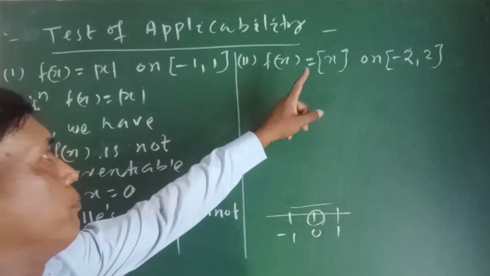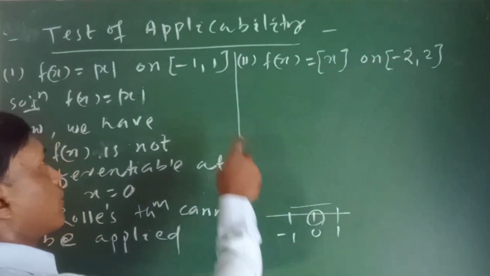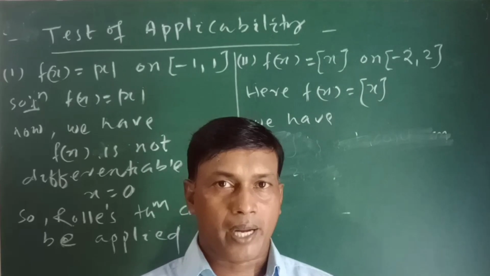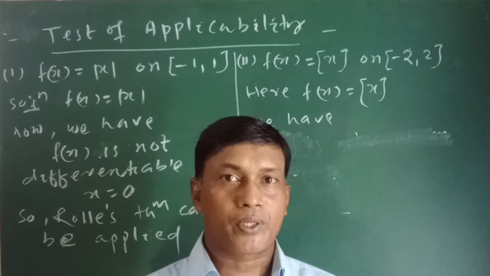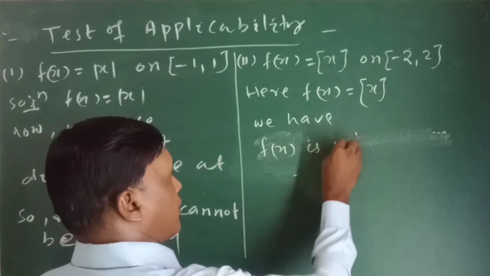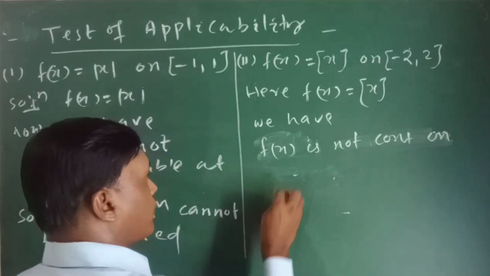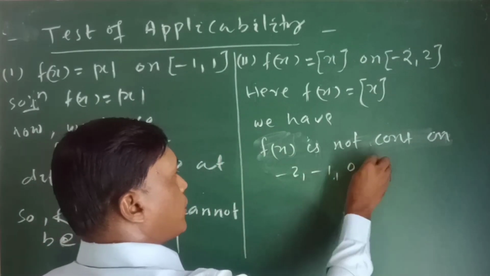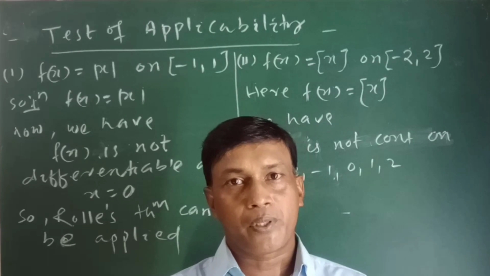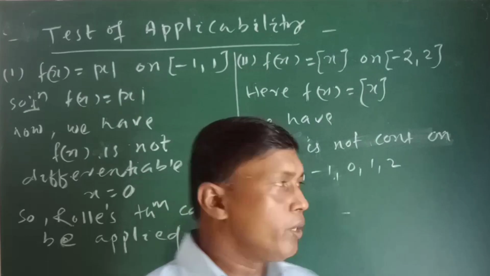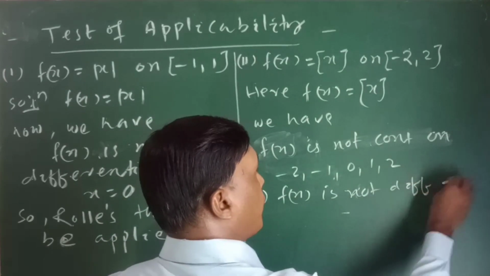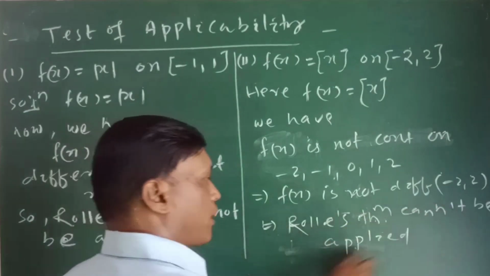Another question is f of x is equal to bracketed x on minus 2 to 2. We have to show the test of applicability, that means whether Rolle's theorem is applicable or not. F of x is bracketed x, the greatest integer function, but the greatest integer function is not continuous at the integral points. That means the function f of x is not continuous at the integral points, here minus 2, minus 1, 0, 1, 2. If this function is not continuous at these points, we know every differentiable function is continuous. If it is not continuous, then it will not be differentiable. So f of x is not differentiable on the open interval. That means Rolle's theorem cannot be applied.